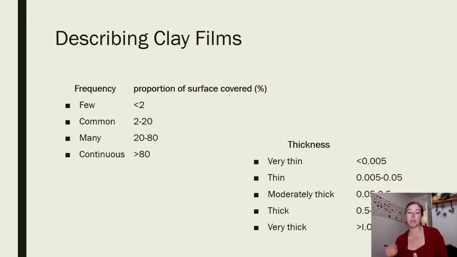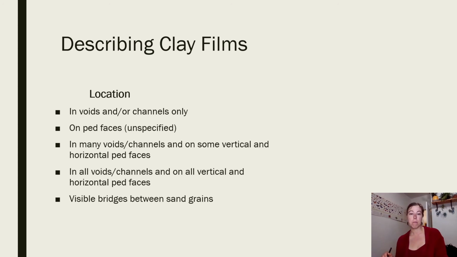Just like all the other things, there is specific terminology we use. So what percentage: few, common, many, continuous, how thick they are, and we have measurements. We often will describe their location, so you'll say how many, their description, and then you only see them in cracks, you only see them on ped surfaces, you only see them in voids or channels.